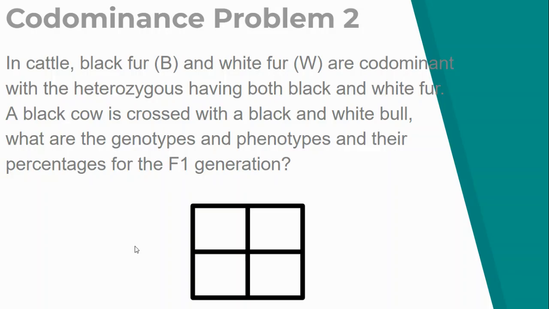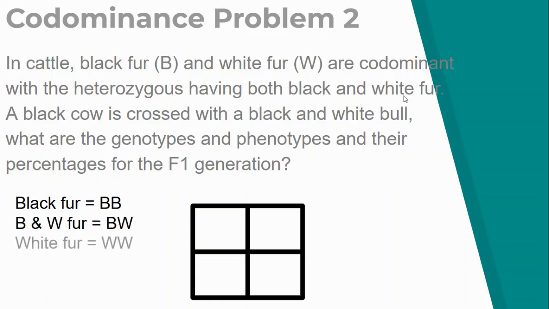So let's define our genotypes. Black fur is represented with the B allele, so you need 2 Bs to have black fur. White fur is represented with a W, so we would need 2 W alleles to have white fur. And the heterozygous genotype is going to be BW, and that will code for black and white fur. We're crossing a black cow, so that's going to be BB, with a black and white bull, which is going to be BW.